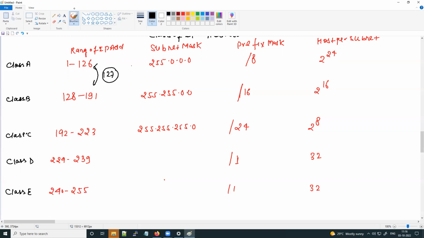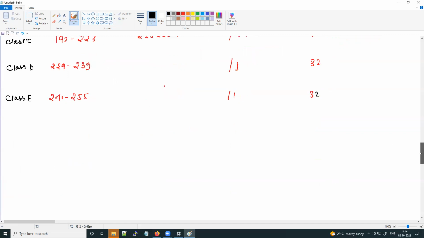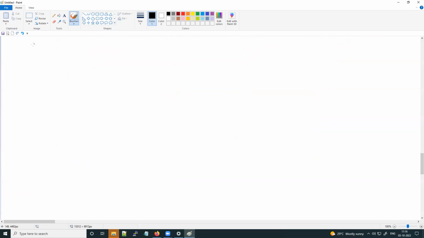If you remember, when we were discussing the ping protocol, you saw 127.1.1.1. When you ping 127.1.1.1 from your PC, even if your laptop is not connected with any NIC card or any internet, in that case also you will get the ping response.